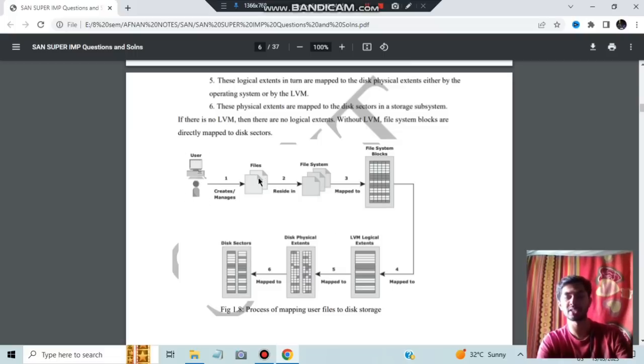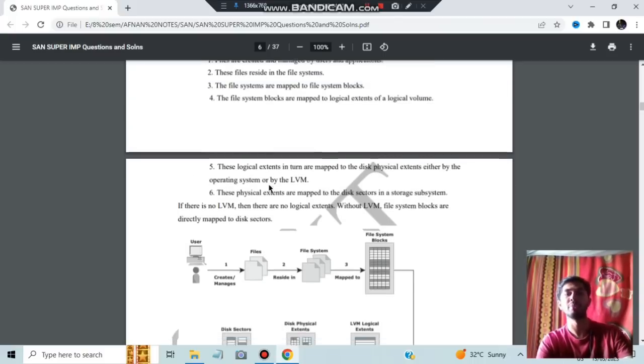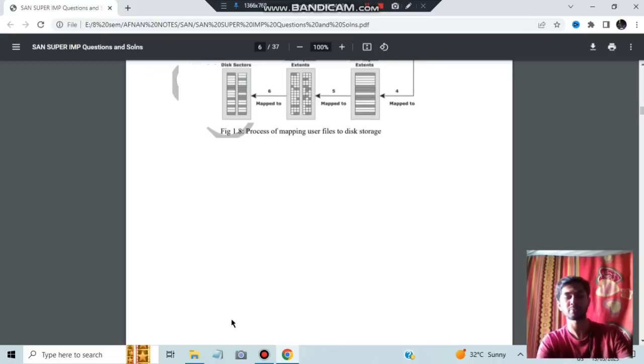From the user, the file is generated. Many files form a file system. Many file systems form file system blocks, and that is mapped to LVM logical extents. What is LVM? Logical Volume Manager. That is mapped to disk physical extents, and finally to disk sectors. This is the diagram you have to make, and these steps explain what's happening in the diagram. Basically, these things are stored here, and these kinds of multiple things are stored here, and so on till the disk sectors.